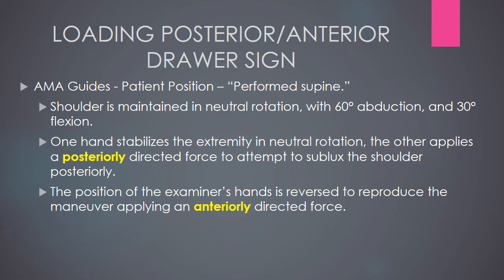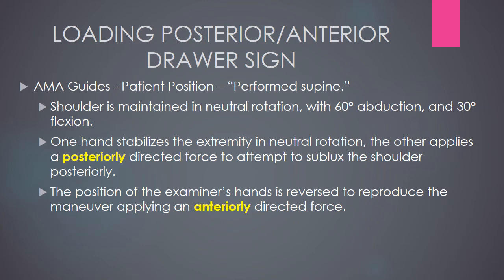So in order to perform the loading posterior and anterior drawer sign for the assessment of shoulder instability, the examinee is supine, and the shoulder, meaning the glenohumeral joint, is maintained in neutral rotation, neither internal rotation nor external rotation. We take the shoulder and we position it in 60 degrees of abduction and 30 degrees of shoulder flexion. So the arm is sort of positioned obliquely out to the side of the patient.